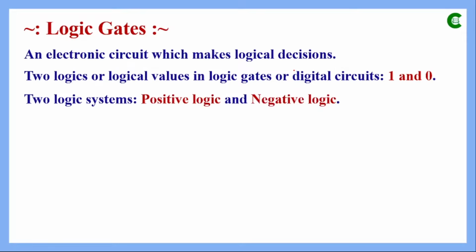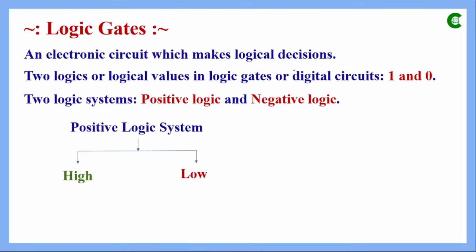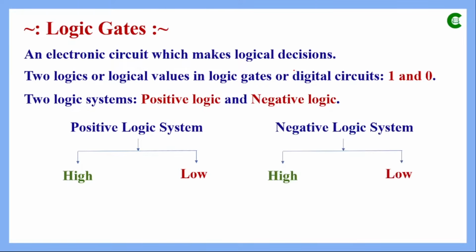No, it depends on logic systems. In digital systems or logical circuits, we have two types of logic systems, positive logic and negative logic. If we follow the positive logic system, then we have two types of logics, high and low. And again, in the negative logic system also there are two types of logical values, high and low. But what is the difference then?